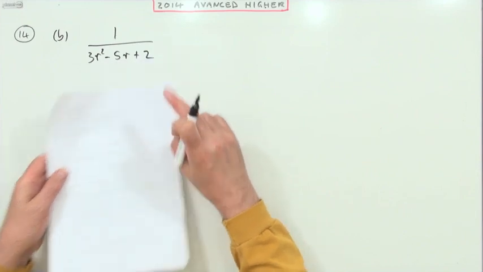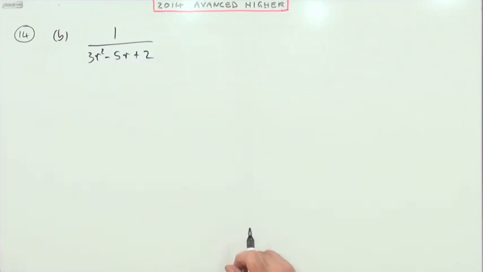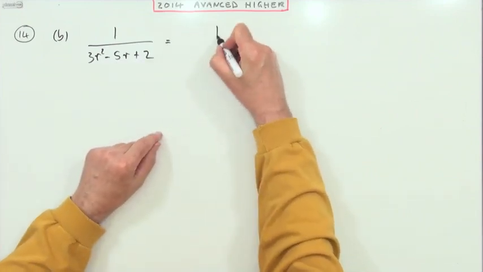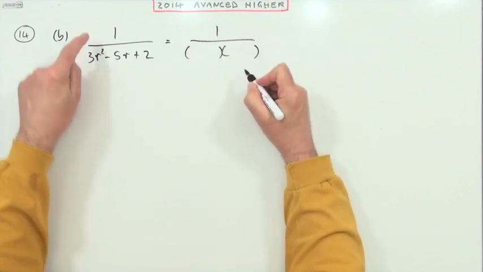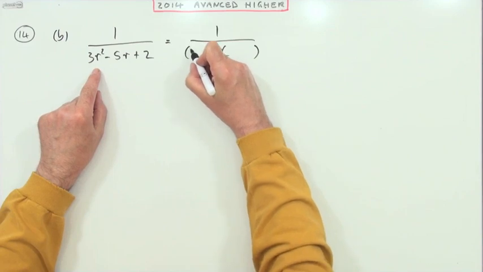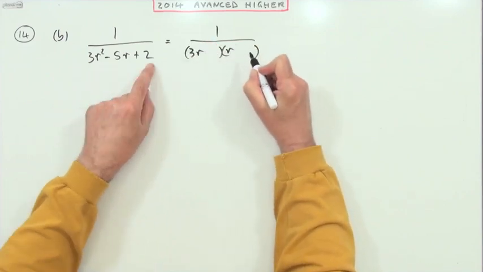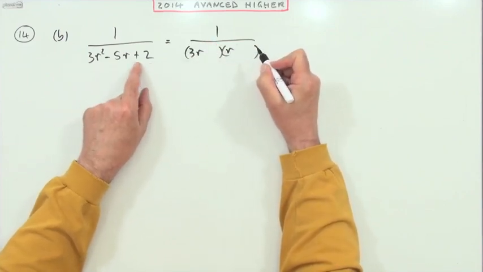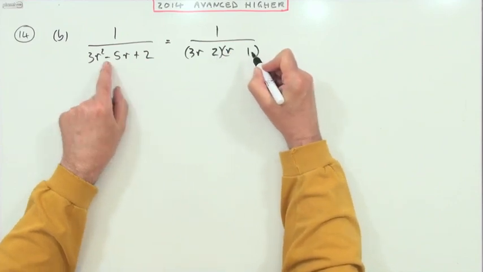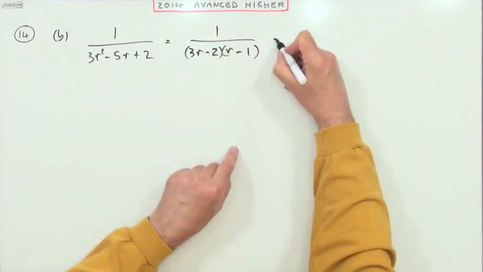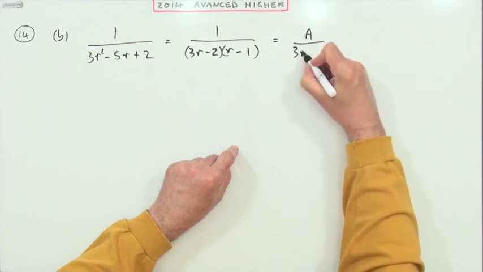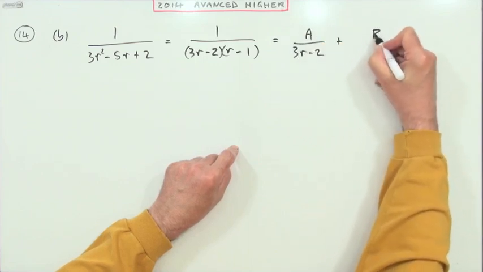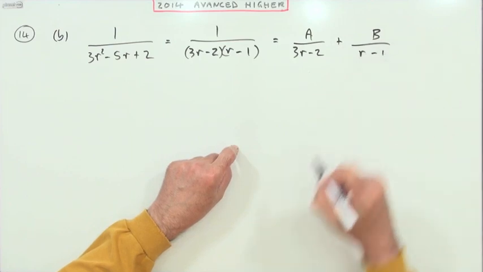Part B then. Express this in partial fractions. Well, the first step would be to factorise the denominator. It must factorise, or else you'd just be stuck with that. And if it does, it can only be 3r times r, and a 1 times a 2. Same signs making a 5, we'll put the 2 there, and they're both going to be negative. That's what you're going to change into partial fractions. So you can have a over 3r minus 2 and b over r minus 1.